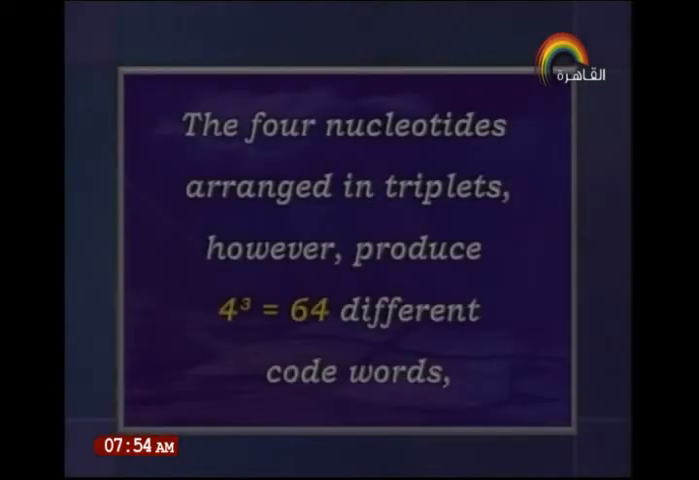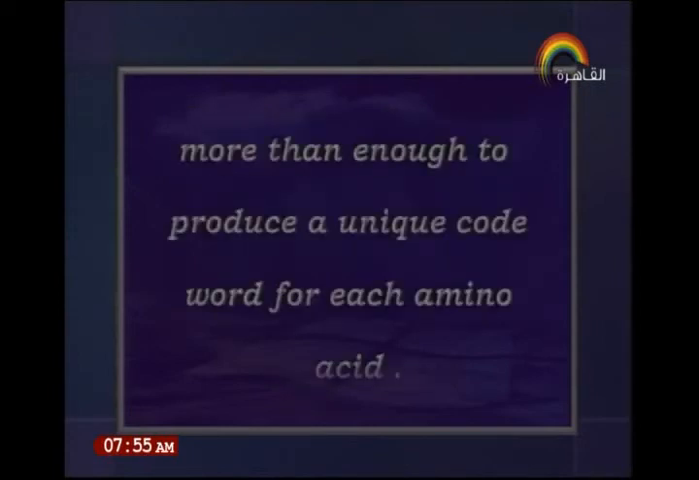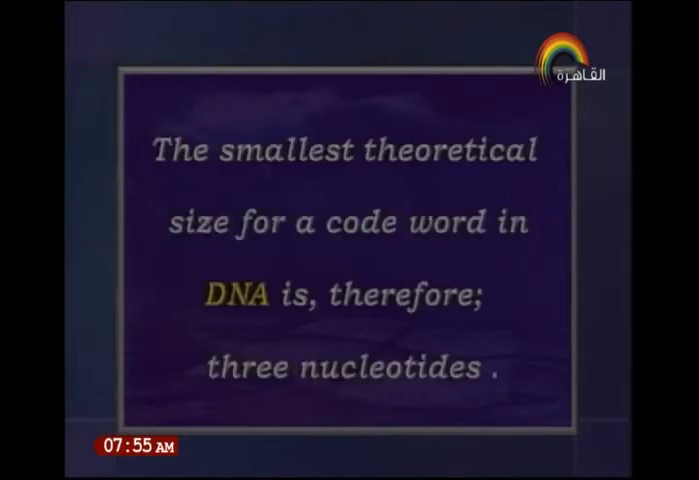We have another consideration: a triple arrangement, where the nucleotides are arranged in 3 letters. The 4 nucleotides arranged in triplets, however, produce 4 cubed, which equals 64 different code words. That's more than enough to produce a unique code word for each amino acid. So the smallest theoretical size for a code word in DNA is 3 nucleotides.